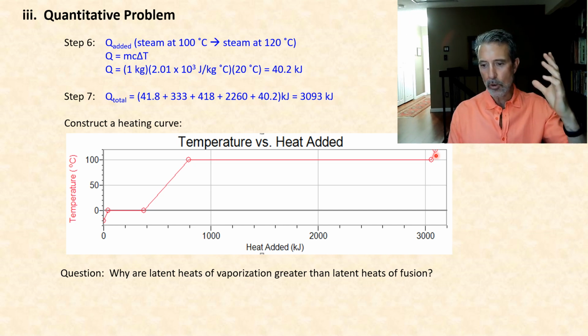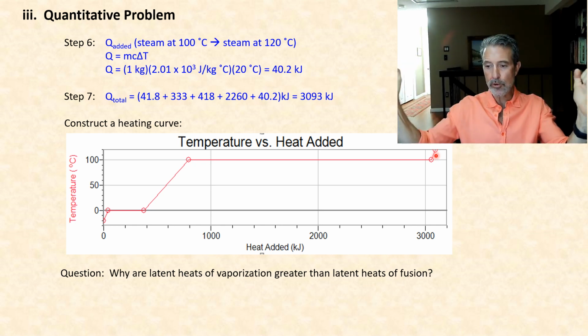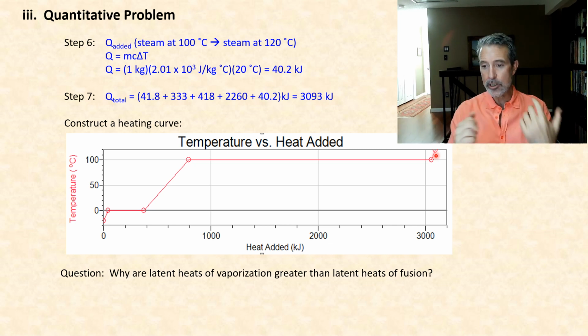So in general, you will find that for any substance, the latent heat of vaporization is much greater than the latent heat of fusion, meaning that a whole lot more energy is required, in the form of potential energy, to move those particles further apart to go from a liquid to a gas than is required to go from a solid to a liquid.